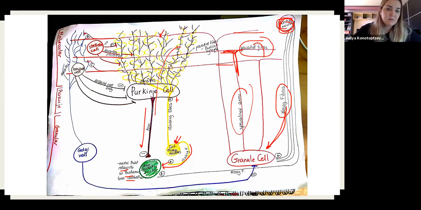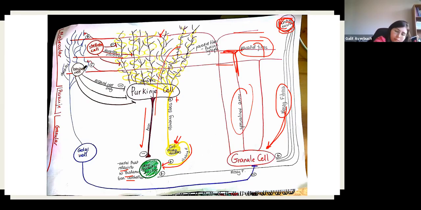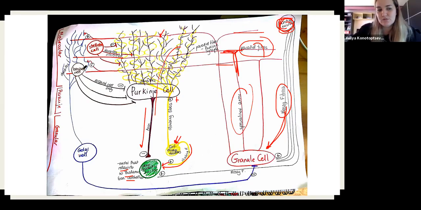The stellate cell has the ability to inhibit the Purkinje cell. How? By synapsing with the dendrites. The basket cell also has the ability to inhibit the Purkinje cell, but it synapses with the cell body. So which one is more efficient at inhibiting the Purkinje cell, stellate or basket cell? Basket, for sure. So the basket cell is more efficient at inhibiting the Purkinje cell.